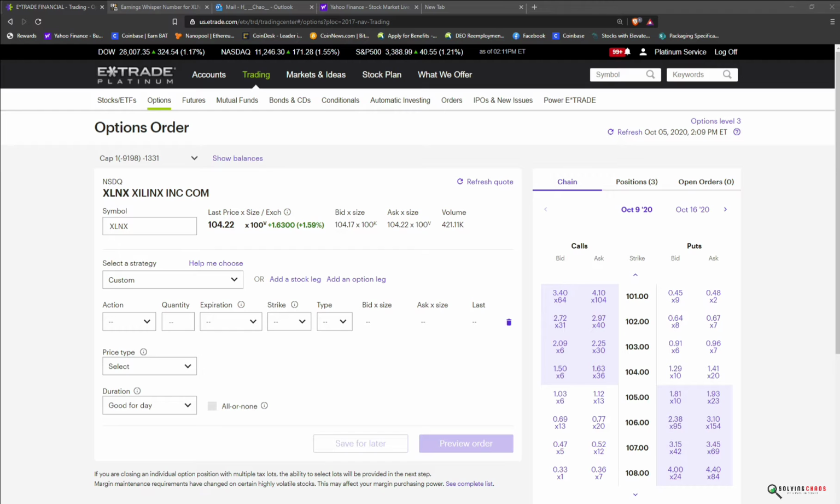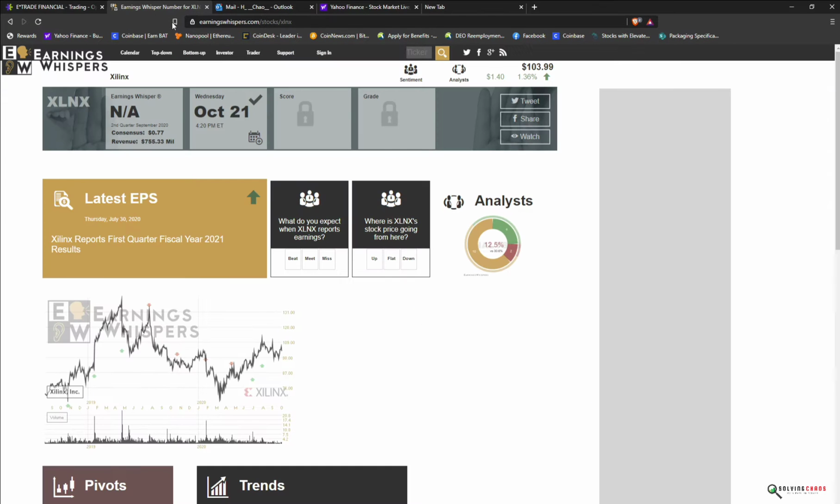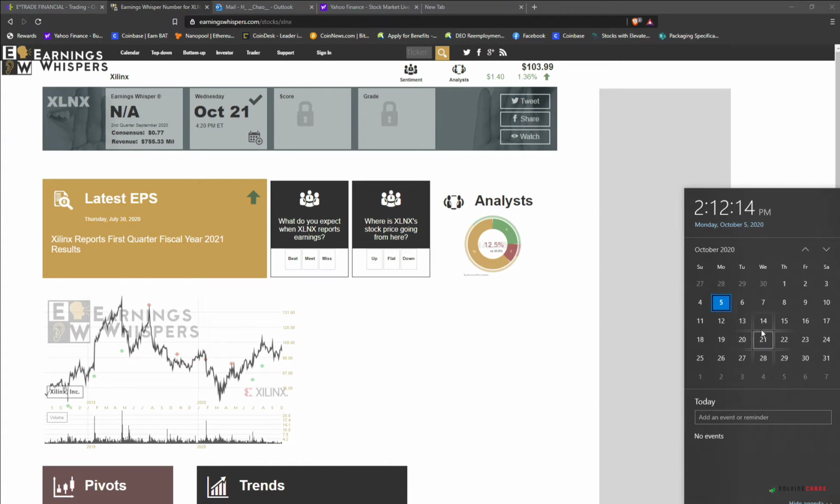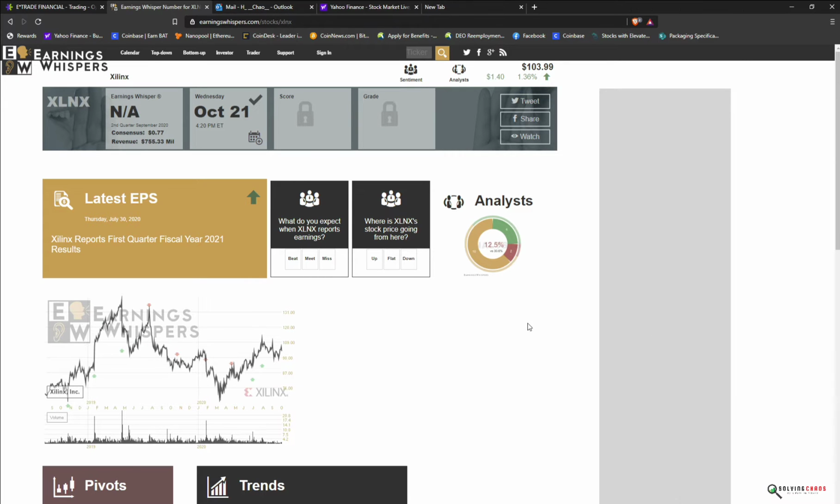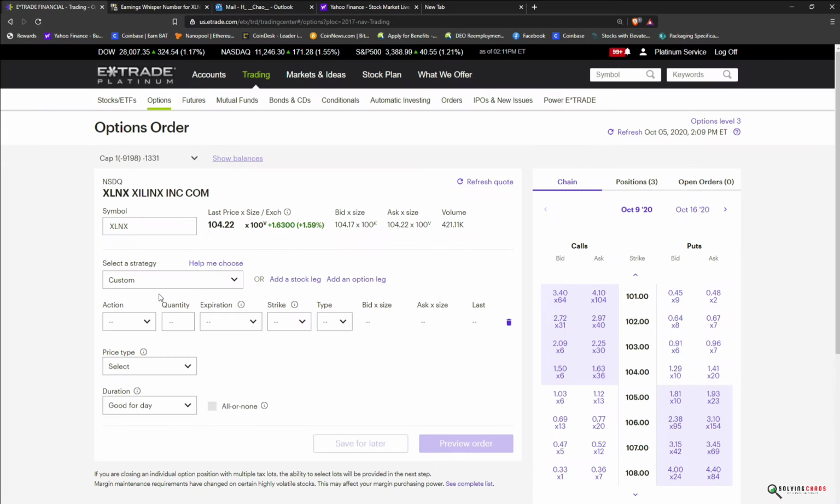I was thinking of doing an iron condor, so let me show you. Before we begin, here's what Xilinx looks like. There is an earnings on the 21st, and you can see that is not too far away, right? 15 days away or so. With that in mind, we're going to demonstrate how to set this up.